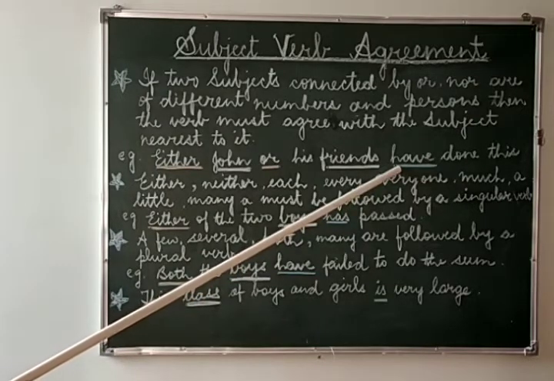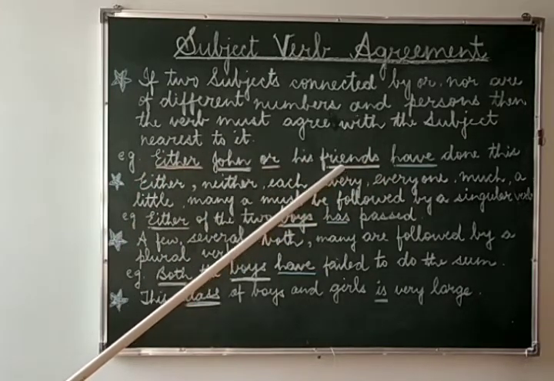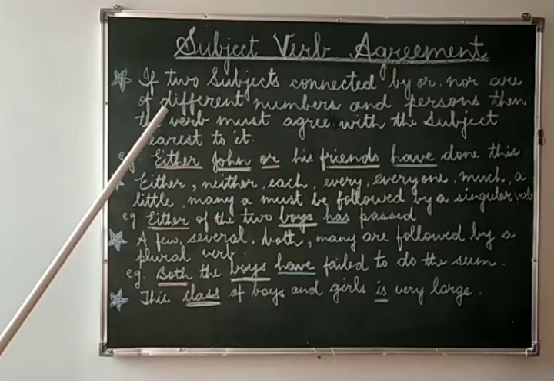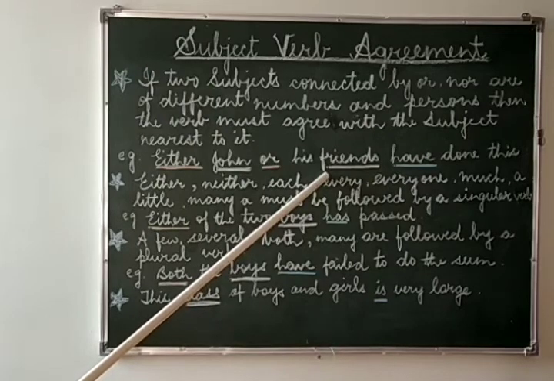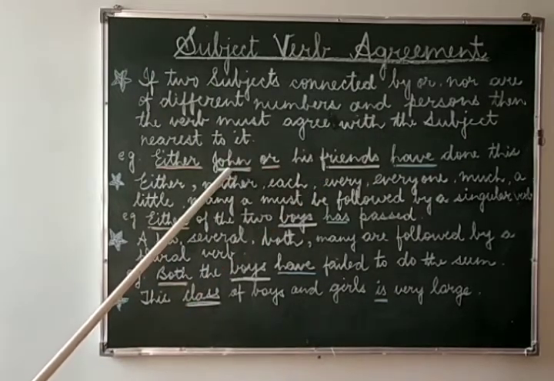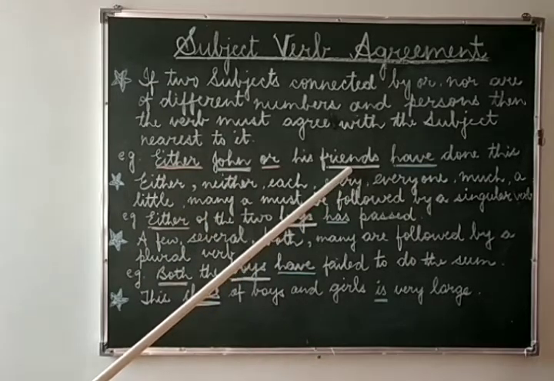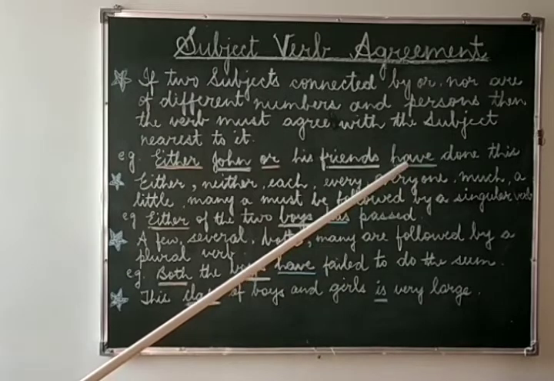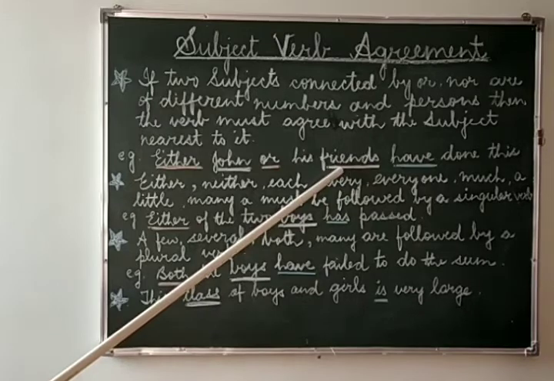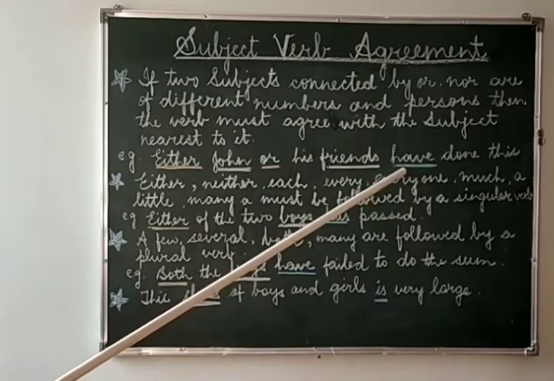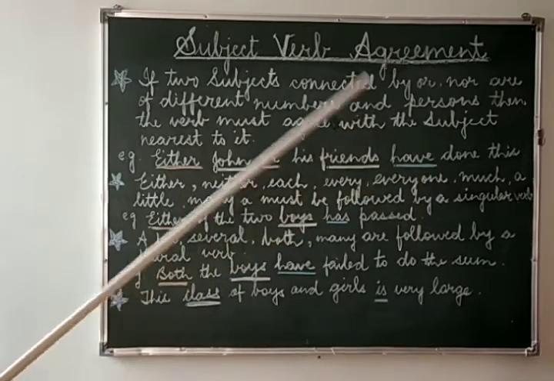Children, don't get confused because the conjunction used is the same, but the subjects are different here. In the previous rule we studied when both the subjects were in singular form. But here we have subjects which are of different number. One is singular, the other is plural. And the verb must match with the subject which is nearest to it. And since friends is plural, therefore the verb also must be plural. I hope you have understood this.